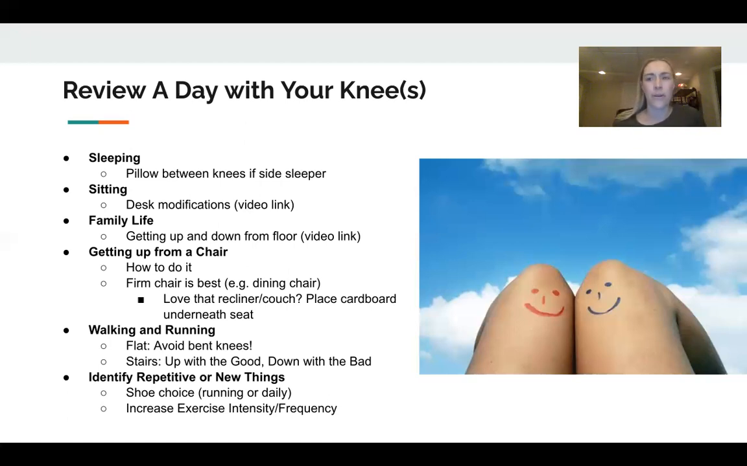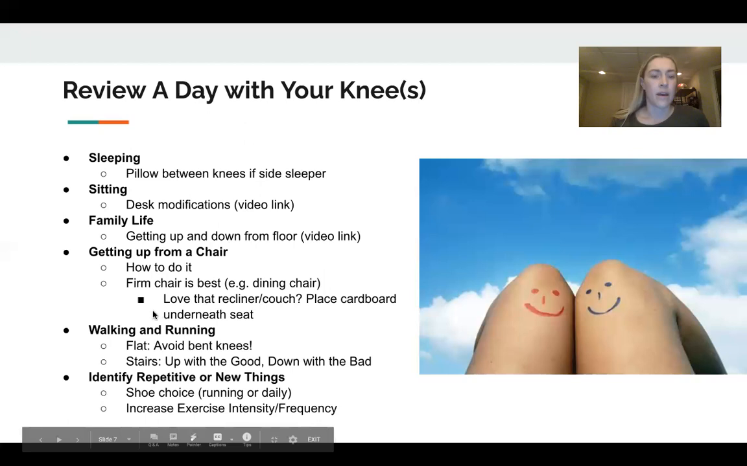But if you just love your recliner or the couch, placing a piece of cardboard or something firm underneath the cushion can be really helpful. It will give you a firmer surface to sit yourself up and take a lot of stress off your knees. This is a big one.